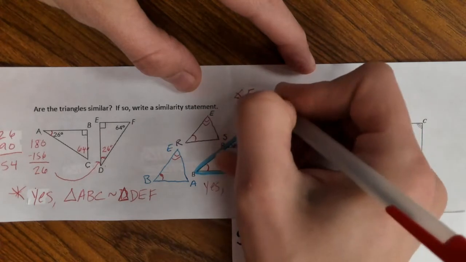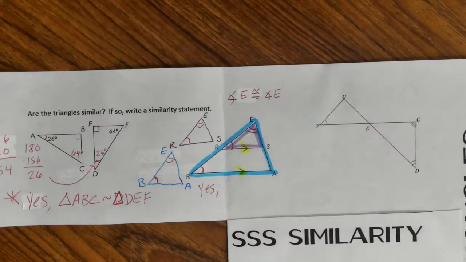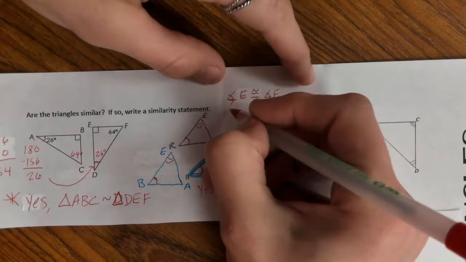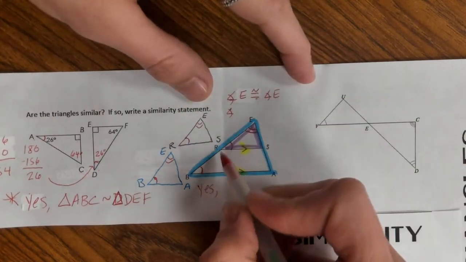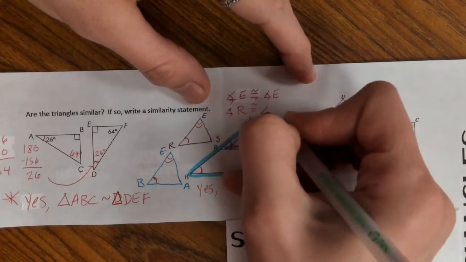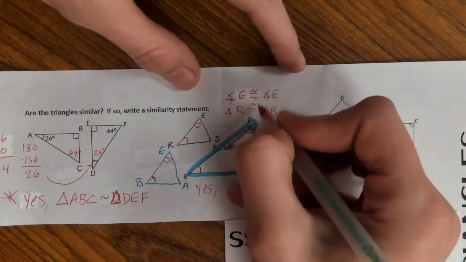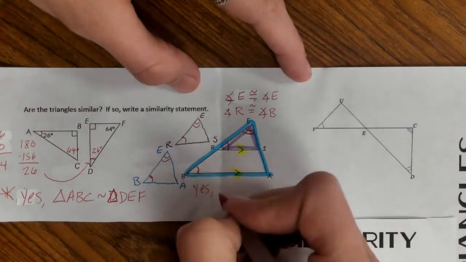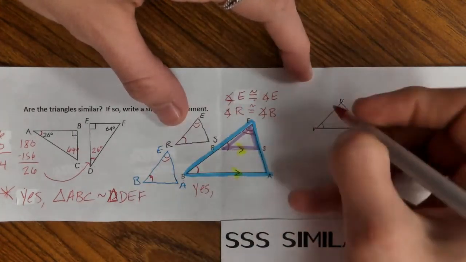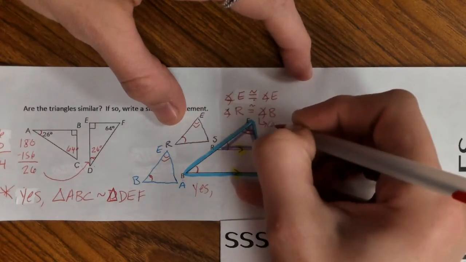Angle E is going to be congruent to angle E. So here we have our reflexive property. We've got the same thing on both sides. And angle R right here is congruent to angle B over here. So we have two angles here now. And we also do want to claim right here that these two are corresponding angles.